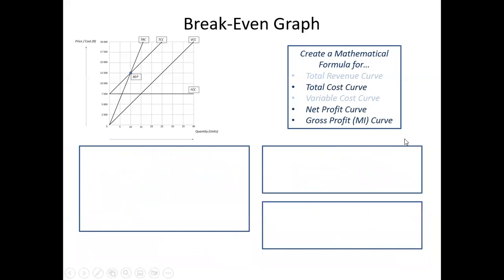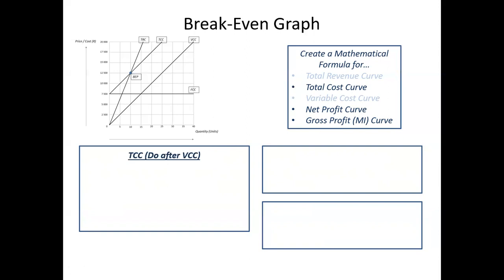Okay, now we are going to create a mathematical formula for the total cost curve, the net profit curve, and the gross profit curve. But once again, net profit is equal to gross profit minus your fixed cost. So we might as well calculate gross profit before we calculate net profit again.